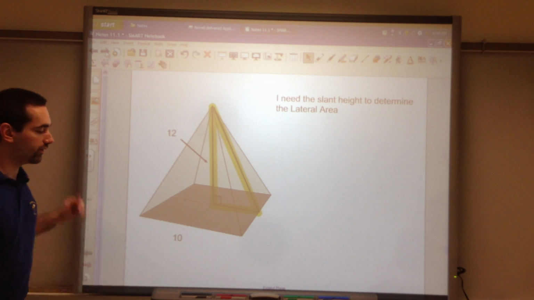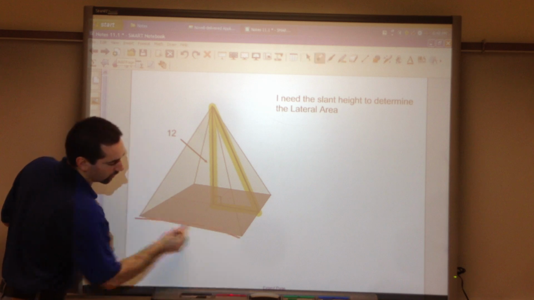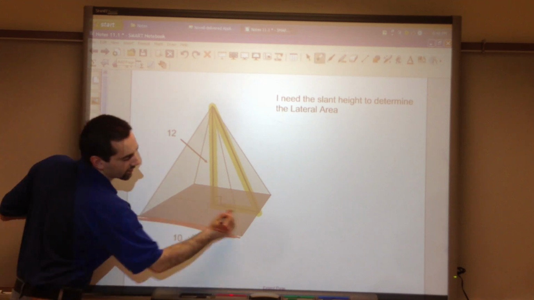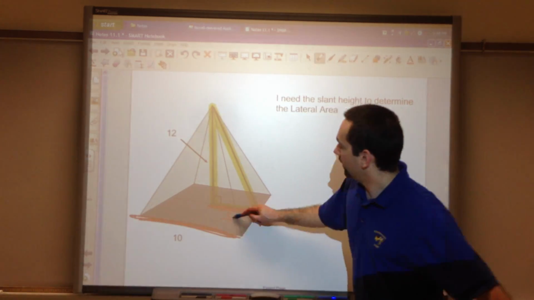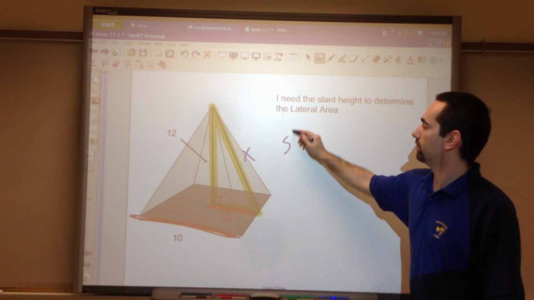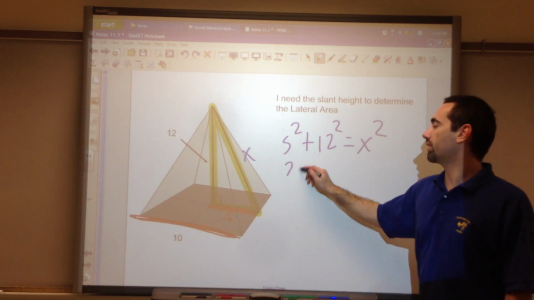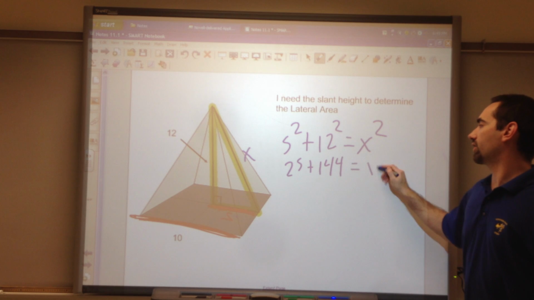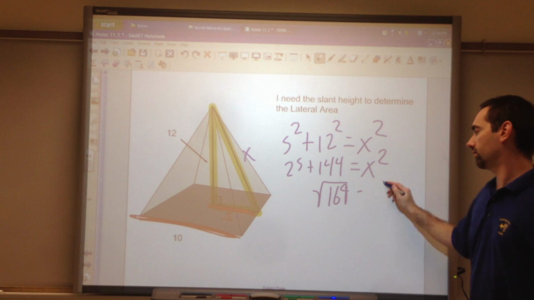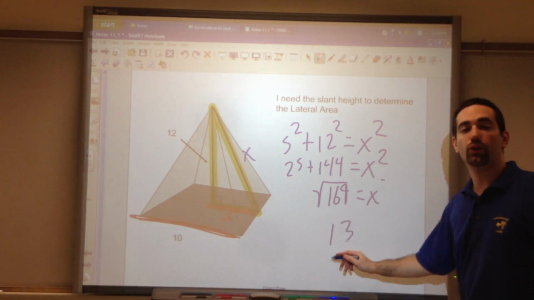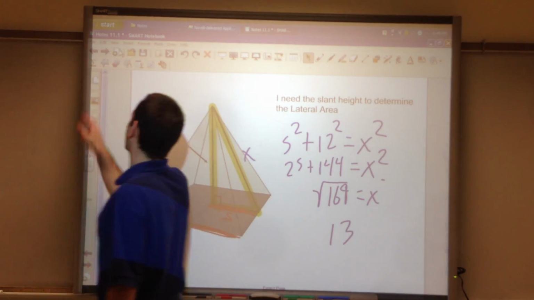The height is 12. Now this 10 is referring to this whole length, so this is half of that. It's 5. 5 squared plus 12 squared equals x squared. Pythagorean Theorem, 25 plus 144 is x squared. That's 169, so the square root of 169 is x, so it's 13. So again, we need to be aware of Pythagorean Theorem we might need to use.